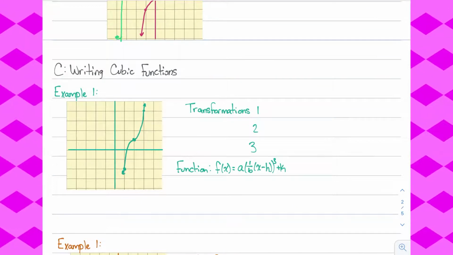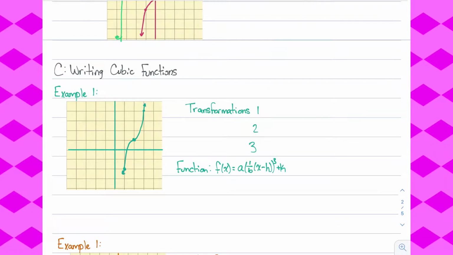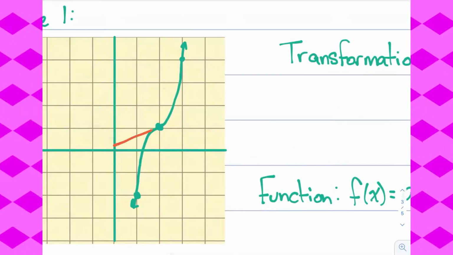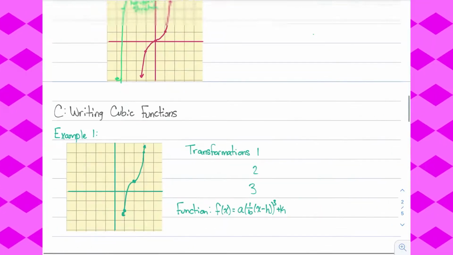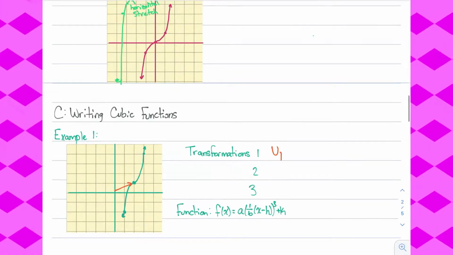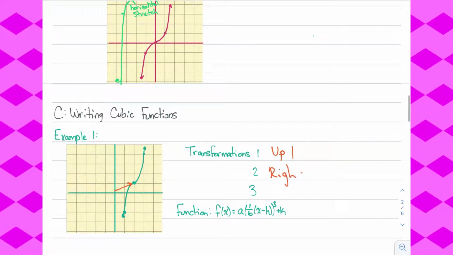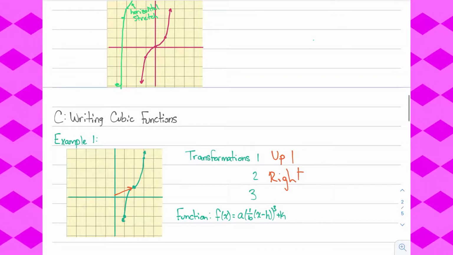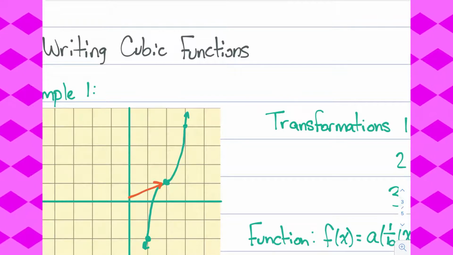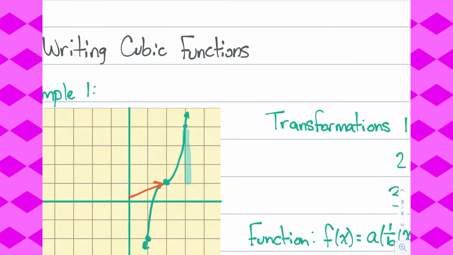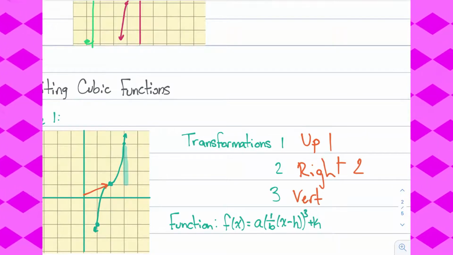We want to write the graph based on this transformation. So let's identify what's going on. Our vertex has shifted from (0, 0) to (2, 1). So it looks like it's been translated right 2 units and up 1. And then we need to be able to read our stretch and compression to get from our center point to the next. It's actually up 3. That tells us it's been vertically stretched by a factor of 3.